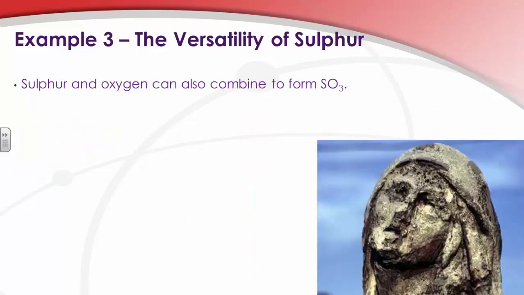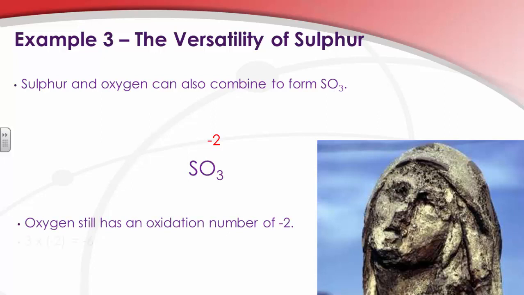Alright, but sulfur can have a lot of different oxidation numbers. So let's take sulfur trioxide, a major component of acid rain. In this case, again, oxygen is -2, but now there are 3 of them. So we have a total contribution of -6 from oxygen. Again, the molecule is uncharged. This means sulfur has to have +6.